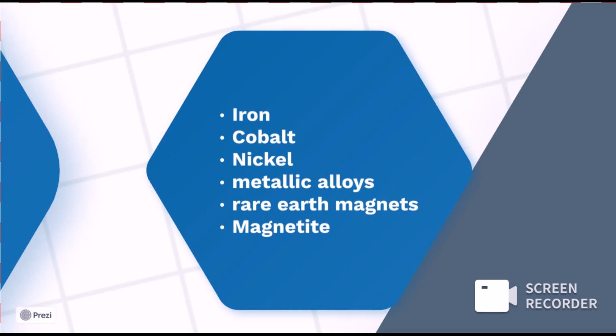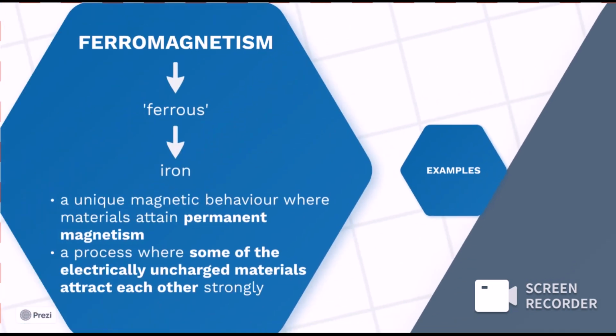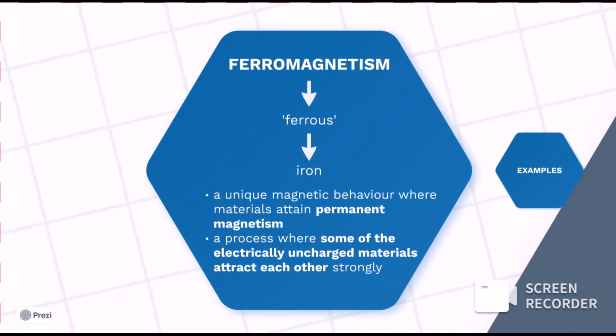It has a Curie temperature of 580 degrees Celsius. Earlier, it was recognized as a magnetic substance. Magnetite has the greatest magnetism among all the natural minerals on Earth. Ferromagnetism is a unique magnetic behavior, or a phenomenon where materials attain permanent magnetism, or they acquire attractive powers. It is also described as a process where some of the electrically uncharged materials attract each other strongly.